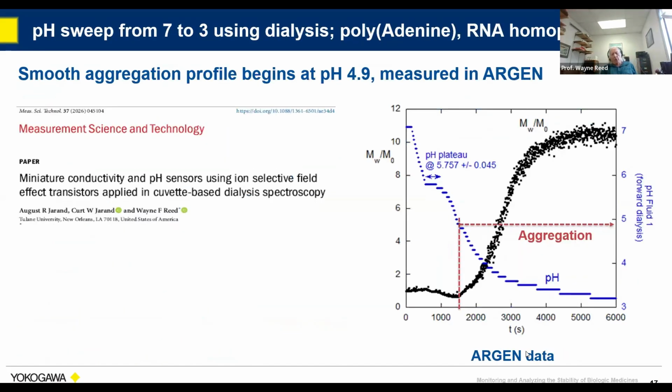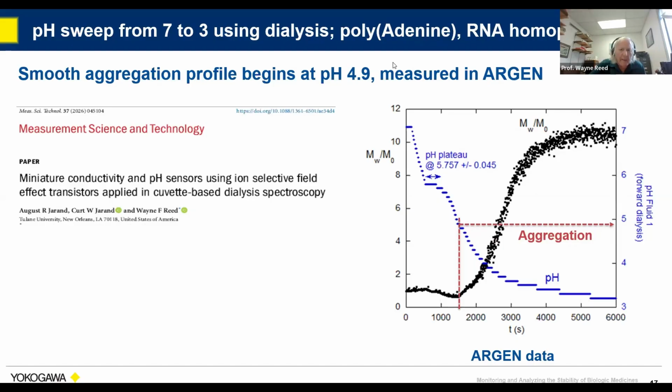Okay, so here's now running a continuous sweep in pH. We went from, that's on this side, from 7 down to nearly 3. This was with polyadenine, so it's an RNA homopolymer. And you can see that as we go down, it's fairly stable, and then it starts to aggregate. And that aggregation starts right around 4.9. So we've got that there. The pH stability, then, is above 4.9 to 7.